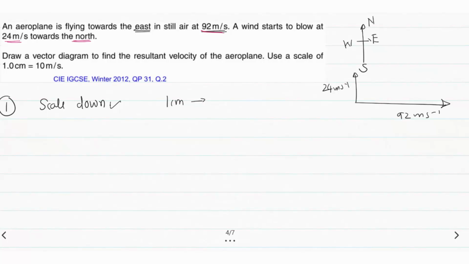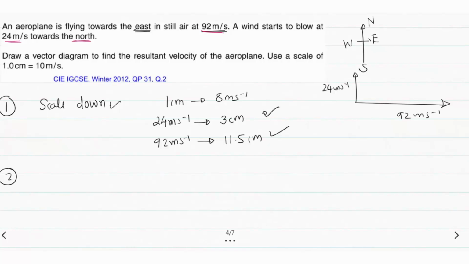1 centimeter corresponding to 8 meters per second. By that I know that 24 meters per second will be of length 3 centimeters. Yeah, 24 is 3. And 92 would be a little bit difficult: 11.5. I know that 11.5 is a little bit bigger number, but I think it's very easy to draw a line of 11.5 centimeters on a regular size paper. So that's my first step, where I scaled down the vectors.